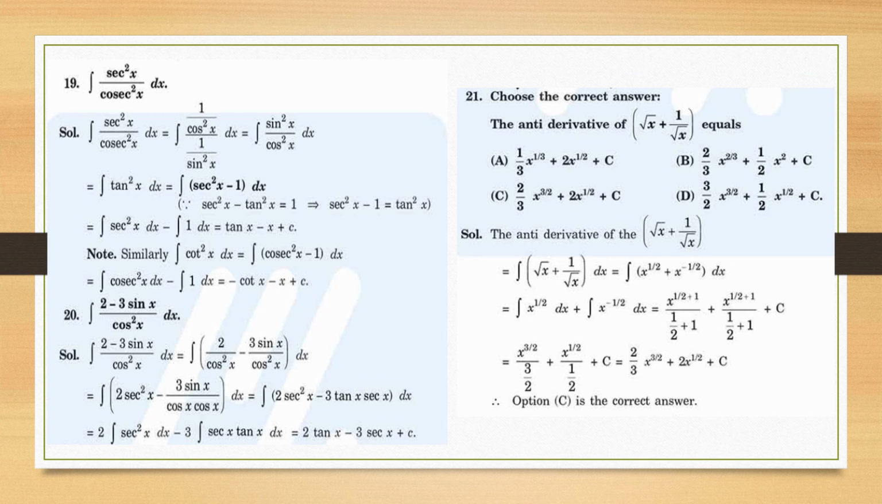19. Integral of secant square x upon cosecant square x. So change it in the form of sine and cos: 1 upon cos square, 1 upon sine square. It becomes tan square x. Now, dear students, this is a very important concept.